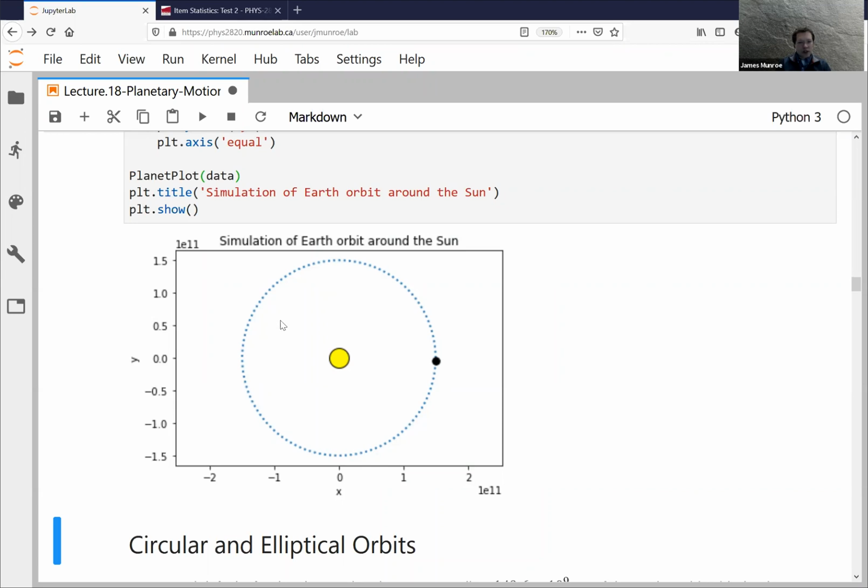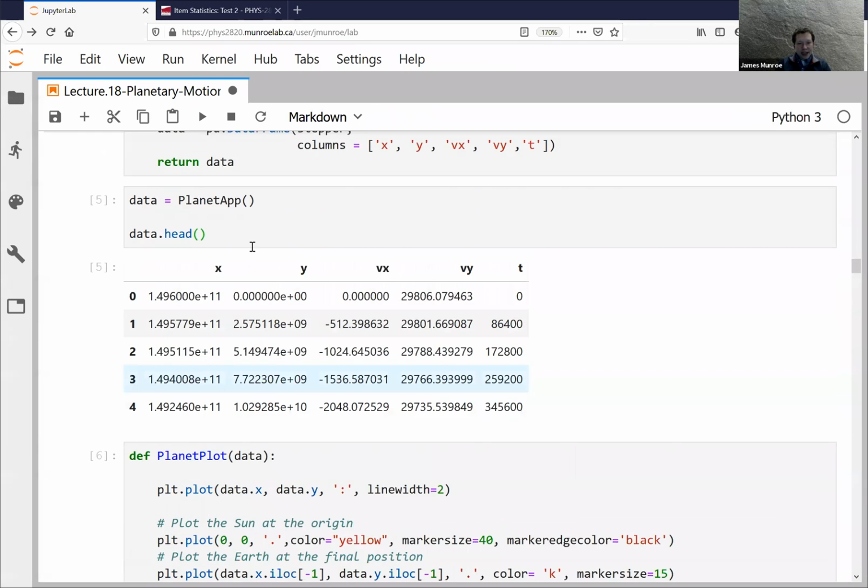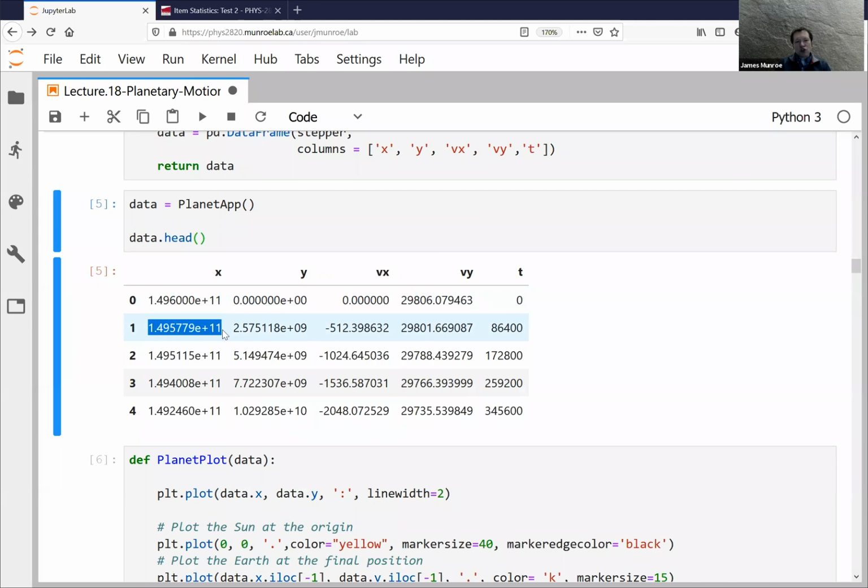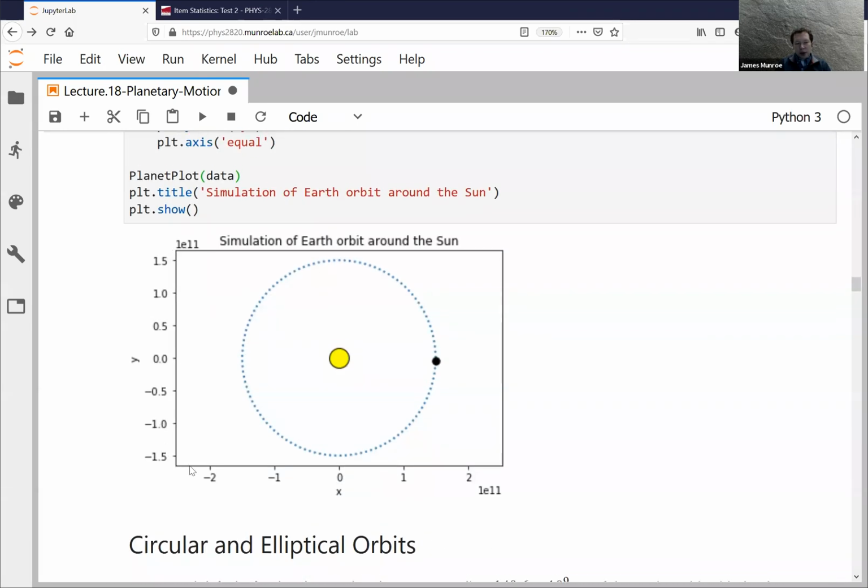There's a question in the chat: how did I get it to say 1e to the 11 in the corners? So the initial data, you see this number right here? If it tried to actually print out 1.4960 or 14960000000, this would make this very cluttered. So what the graphing library does automatically is if you're printing out numbers that are very large, such that they can't fit in a certain number of characters, it converts it to scientific notation and then just puts this number up here. So this is 1.5 times 10 to the 11, 0 times 10 to the 11, minus 1.5 times 10 to the 11. It's a default of matplotlib.